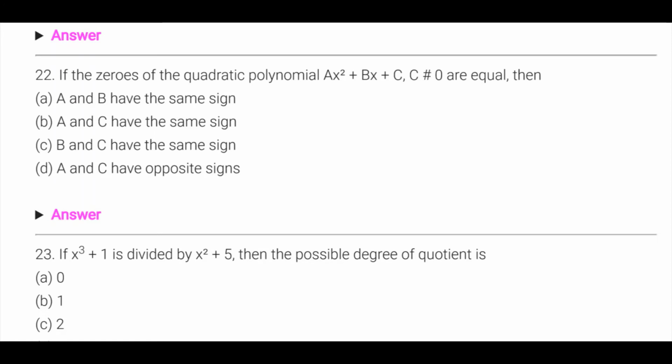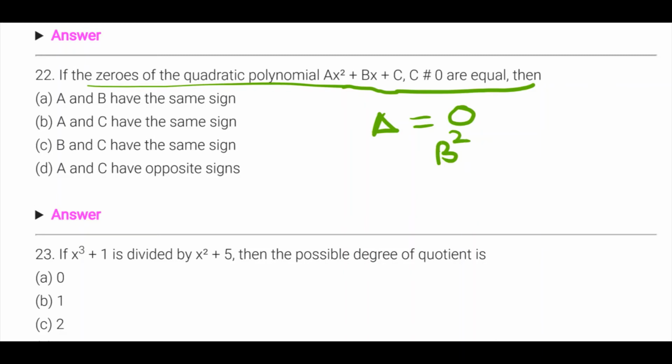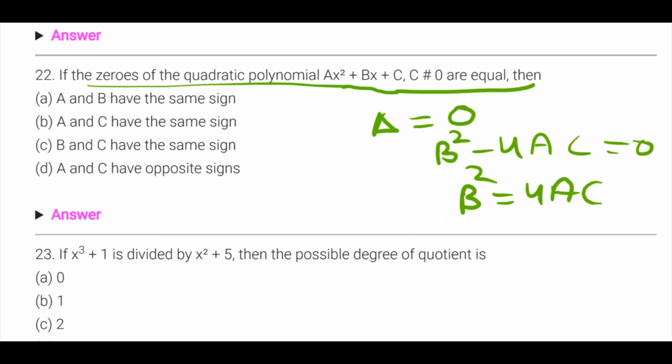Question number 22. If the zeros of the quadratic polynomial ax square plus bx plus c are equal, then the discriminant equals 0, which is b square minus 4ac equals 0. So b square equals 4ac. These two should be the same sign again. Option B is the correct answer.